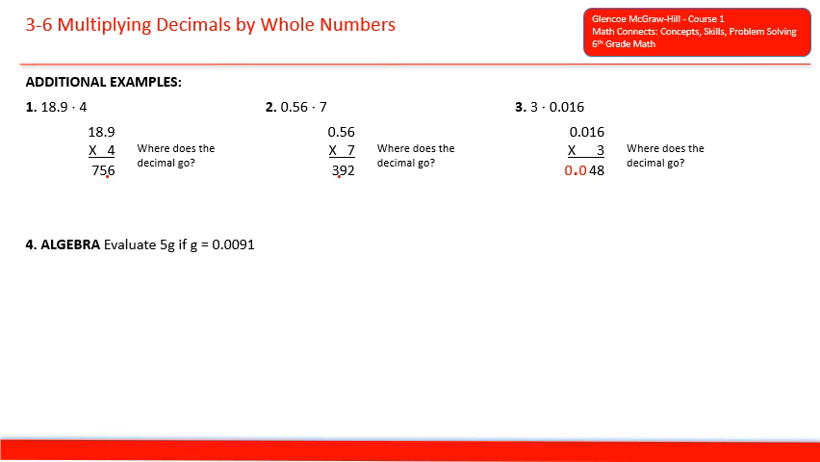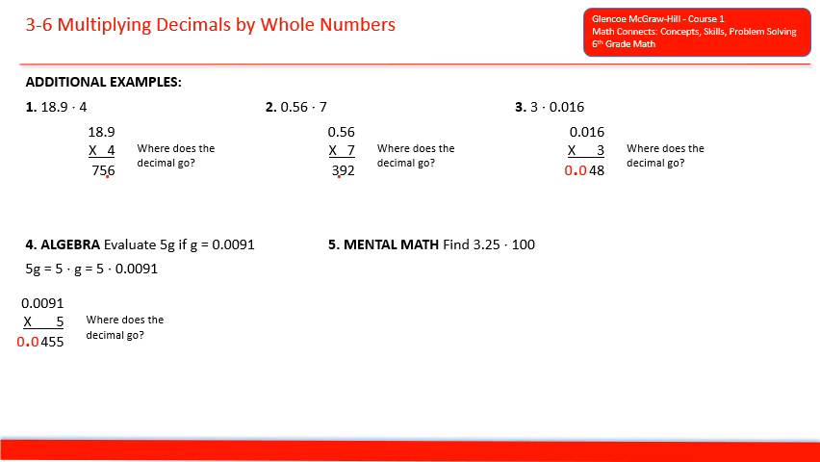Algebra, evaluate 5g if g equals 0.0091. So 5g equals 5 times 0.0091. There's our standard algorithm. We multiply it out. It's 455. Problem is there's only 3 numbers in the answer. There are 4 decimal places in the problem. So we need to annex a 0 to the left and add the decimal point.